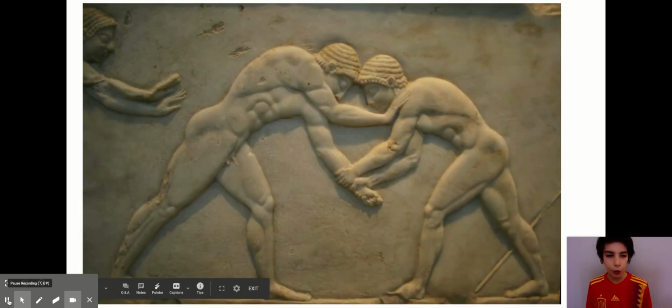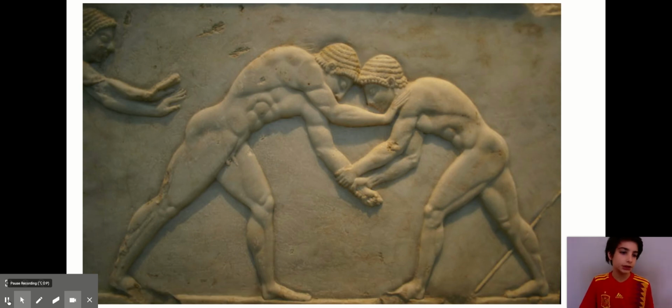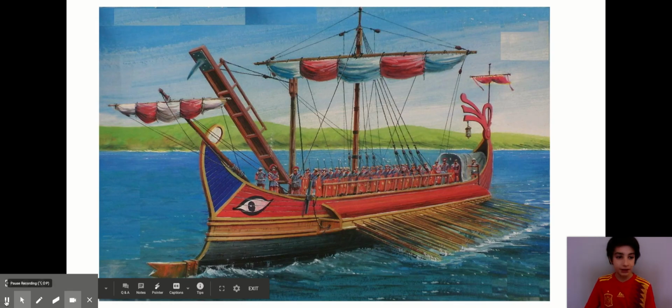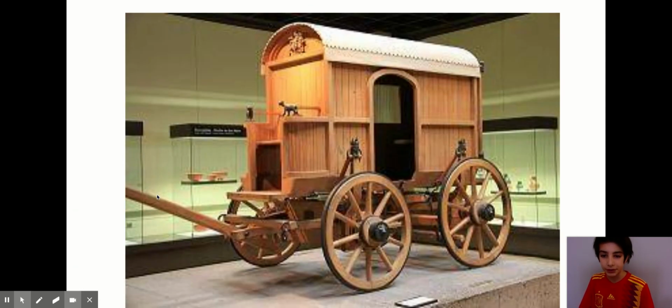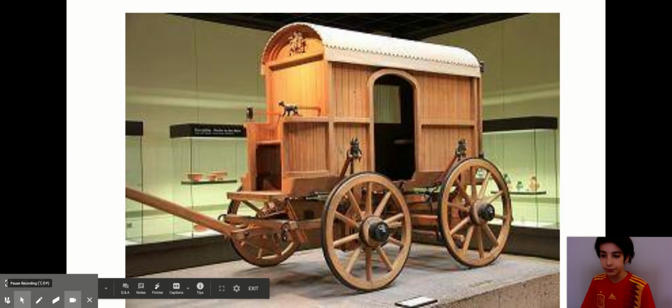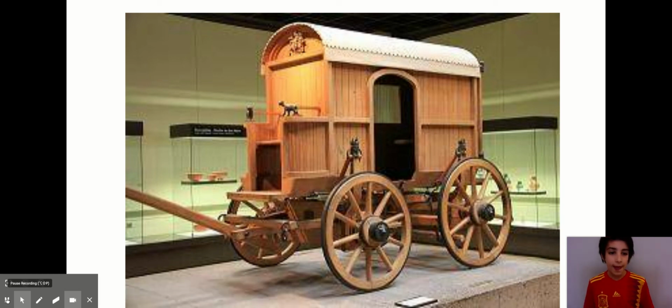Roman sports. Some of the Roman sports were jumping, wrestling, boxing, and racing. Those were the main sports. Roman transportation. The Romans did get around. They used boats, chariots, carts, and foot. It was important to bring goods to where they had to go and to bring goods back.